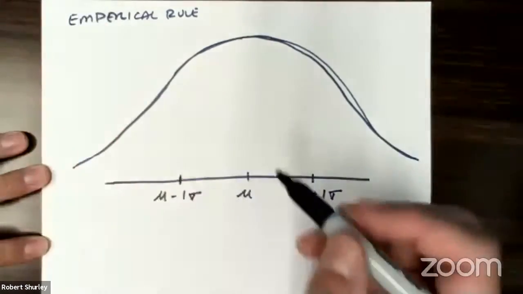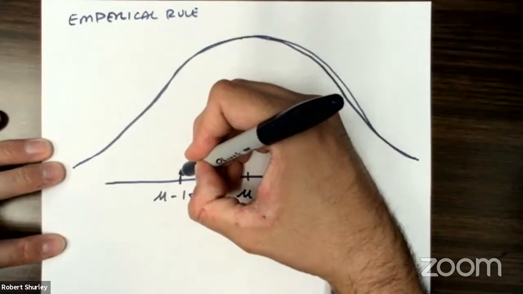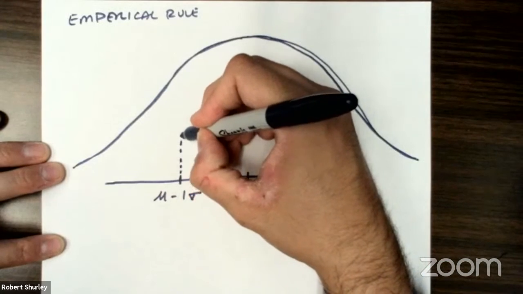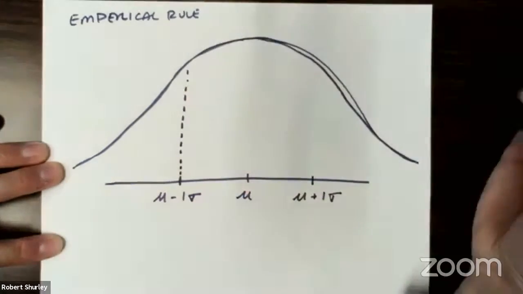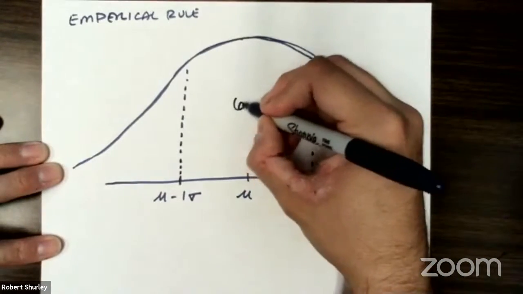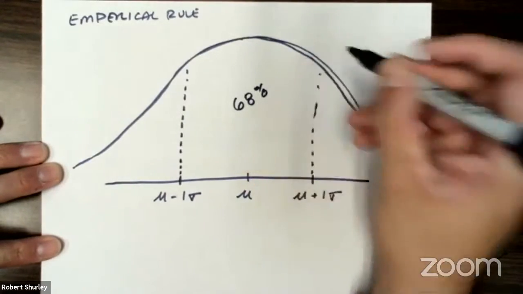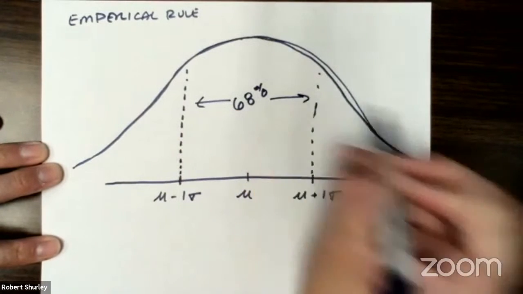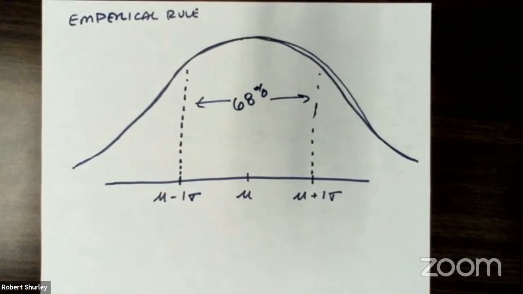But the empirical rule, the first rule says, look, it turns out approximately 68%, it's not perfect, approximately 68% of our data, or population, lies within 1 standard deviation of the mean. Okay.